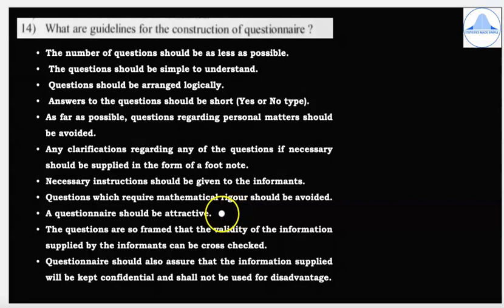Then a questionnaire should also be attractive. The questions should be framed such that whatever information the informants are giving, it can be cross-checked. For example, like Aadhaar card number, you can check whether it is relating to a particular person or not. Then the questionnaire should also assure that the information supplied will be kept confidential and shall not be used for any sort of disadvantage.